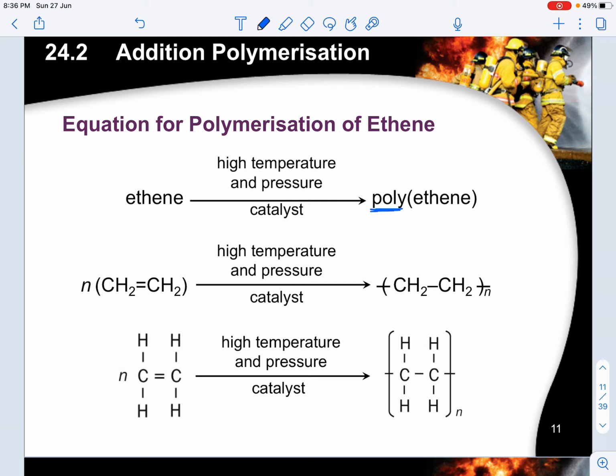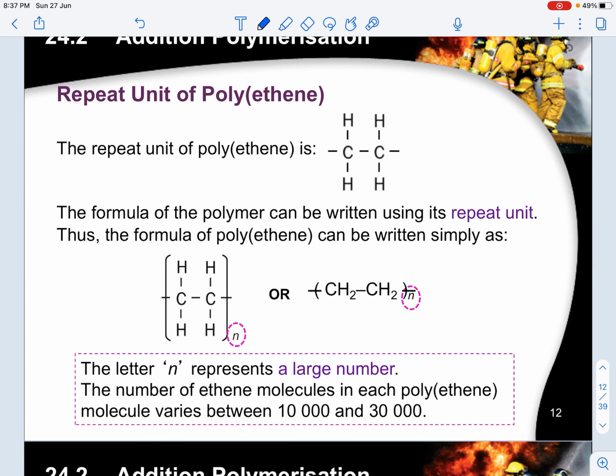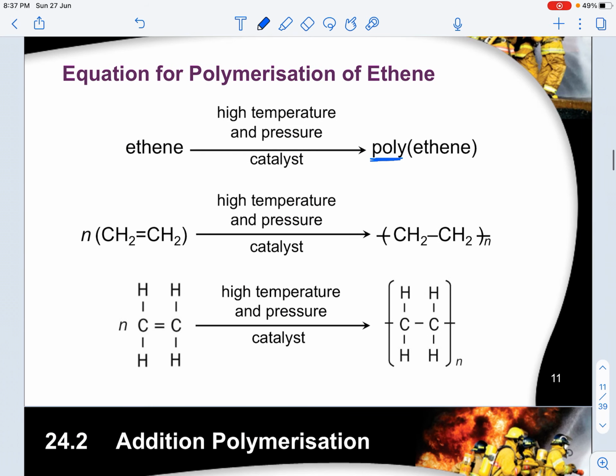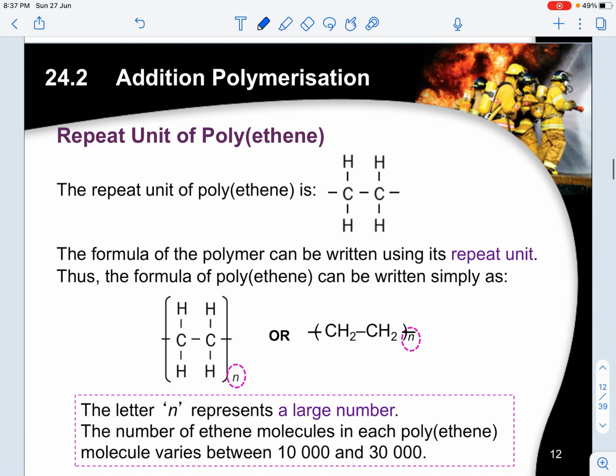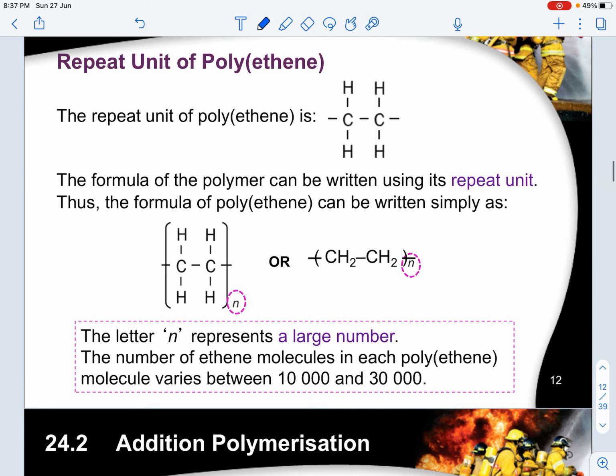And do take note that we usually write the repeated unit inside a bracket with n, to show that there is a very large number of them. The repeated unit, we tend to draw without the bracket. So in the exam, you must be very clear: do they want the repeated unit or do they want the polymer? For the polymer, you have to write the n at the end. For the repeated unit, no need for the n. Okay? And the n usually represents a very large number.